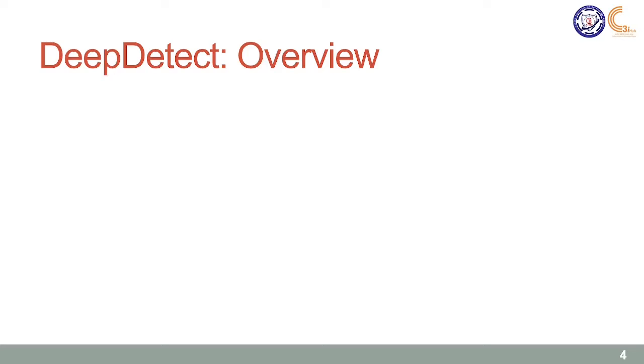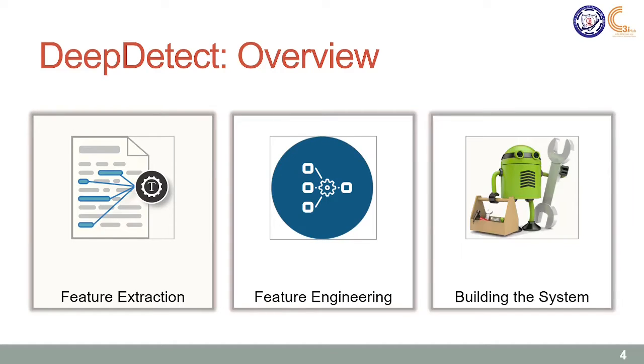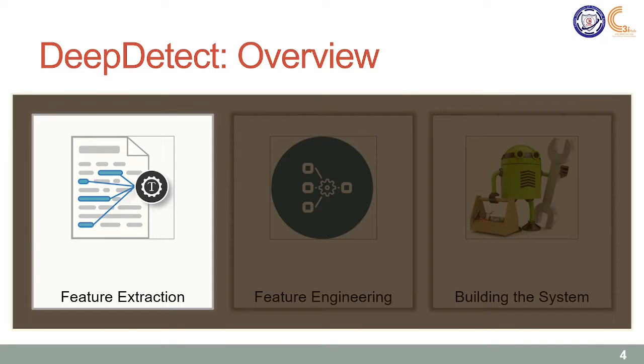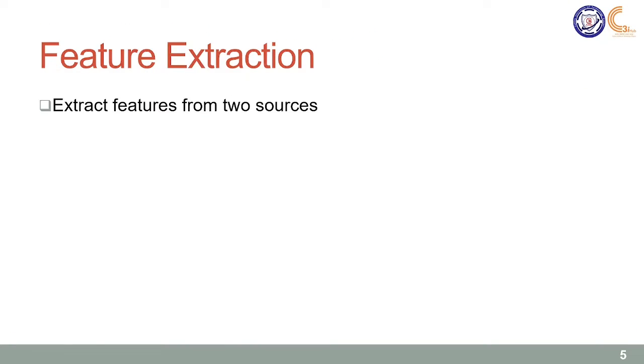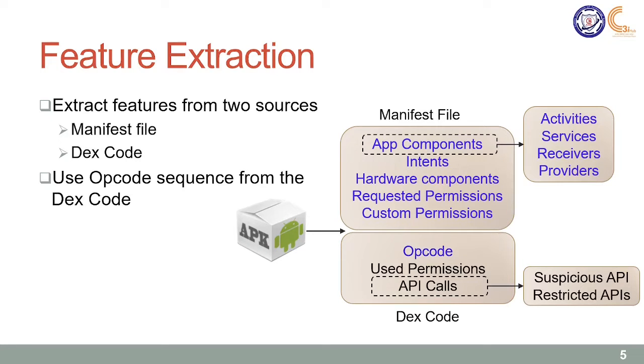It has three phases: feature extraction, feature engineering, and building the system. Let's look into the feature extraction. We extract features from two sources, manifest file and DEX code. We use all features from the manifest file, but from DEX code, we extract only opcode sequences by using the dexlib2 library and operate in memory.